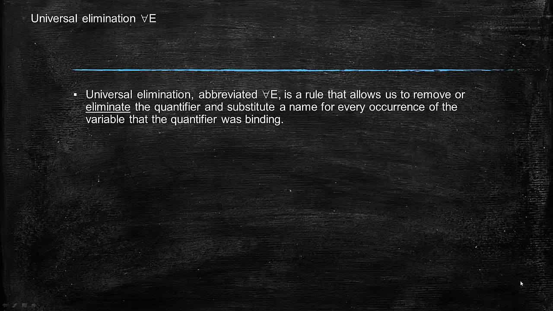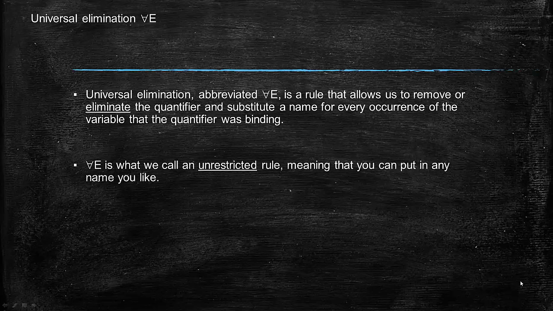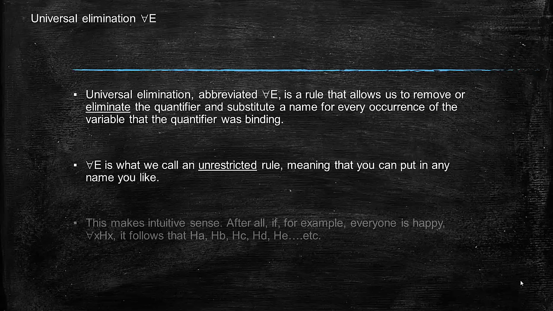Okay, so universal elimination is basically just a rule that allows us to pull the quantifier off and substitute a name for every occurrence of the variable that the quantifier was binding. It's what we call an unrestricted rule, which means that you can do it anytime you want to any name you want, as long as the universal quantifier is the main operator in the formula.